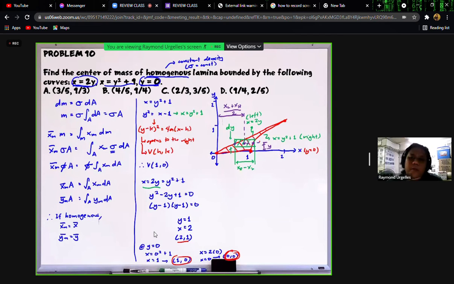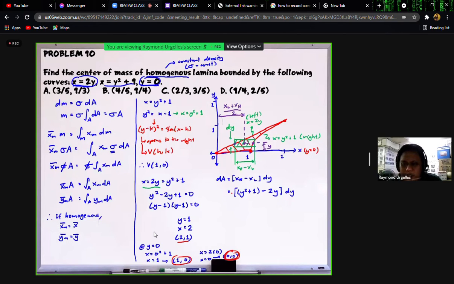So let's solve. Start tayo sa area. We can solve for dA first, the differential area. Area lang siya ng rectangle na to, so that's base times height. We have xr minus xl, multiplied by dy. Yung xr natin is y squared plus 1, yung xl naman natin is 2y. So we have minus 2y, then this quantity, dy.